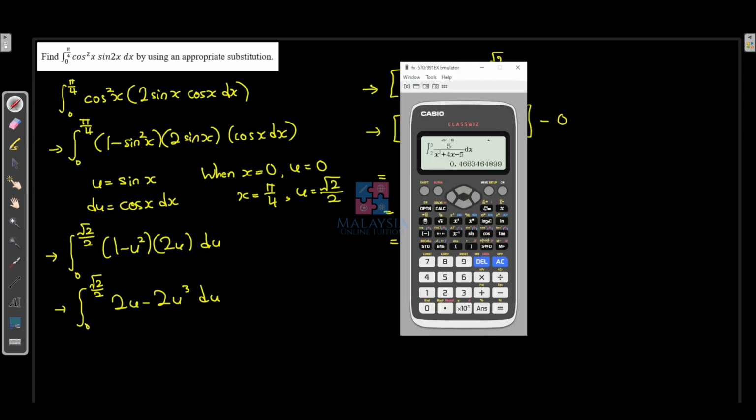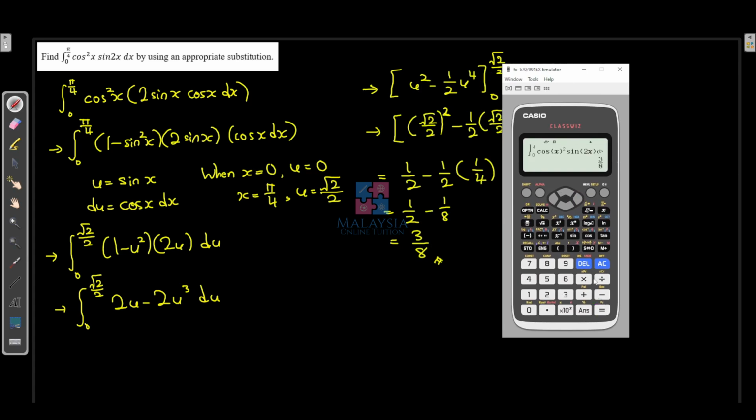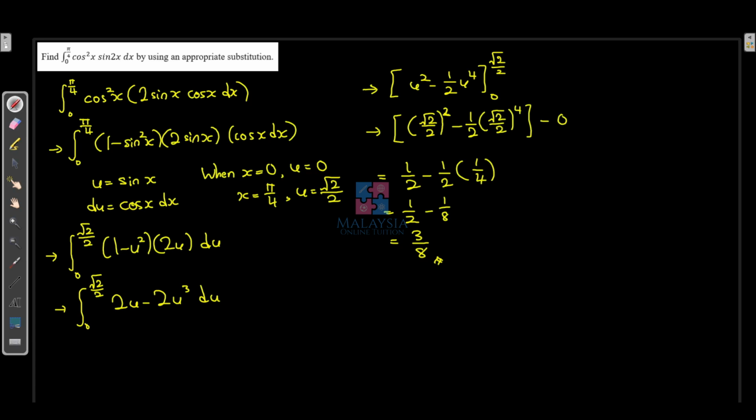But let's first check the answer using the calculator. So integration of cos x squared, okay, and then sine 2x from 0 until pi over 4. Okay, let's see whether we get 3 over 8 or not. Okay, as you can see, we get 3 over 8 for the final answer. Okay, so that's all for question number 2.